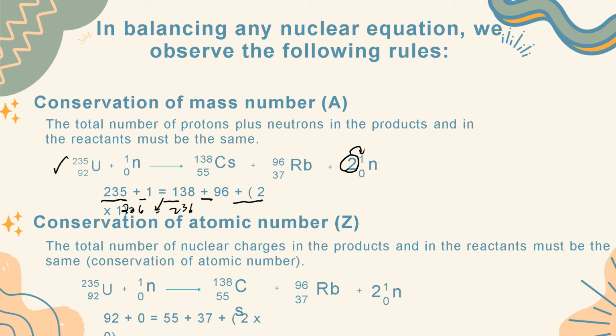Ibig sabihin, correct ang ating mass number. So, hindi pa natin masasabing balance yan kung mass number lang ang tama. So, we need to also observe the conservation of atomic number, yung nasa baba naman. Itong 92, itong 0, itong 55, 37 at 0. Sa reactant side natin, we have 92 plus 0. Sa product side natin, 55 plus 37 plus 2 times 0. So, they are both 92. So, that equation is balanced.